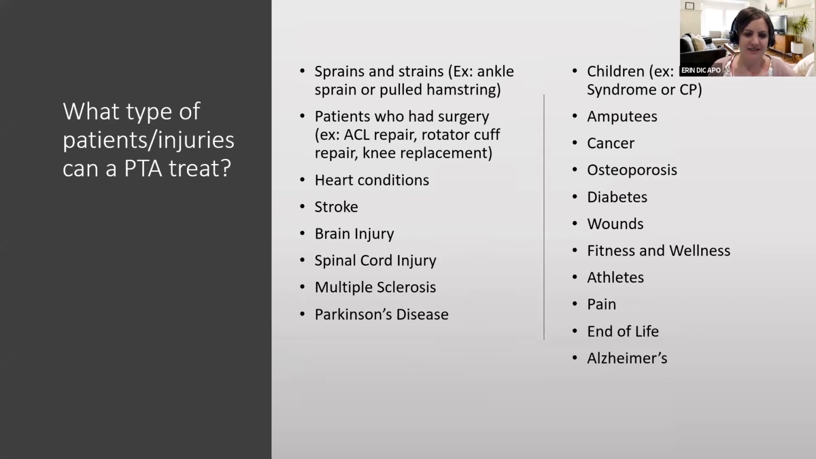So to just further elaborate on that a little bit, some of the types of injuries that we see, everything from sprains and strains to post-surgical ACLs, rotator cuff, joint replacements, to patients with heart conditions or osteoporosis or Alzheimer's, children with Down syndrome, for example. So this is also not an inclusive list, but I think just really emphasizes that there's so much to PT and what PTAs can do and who we can help.